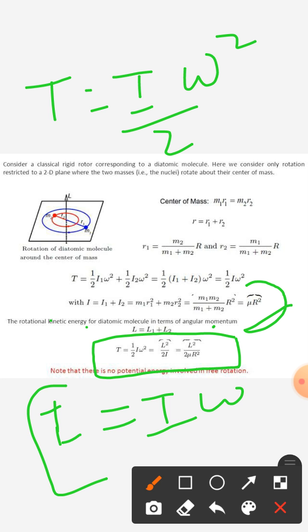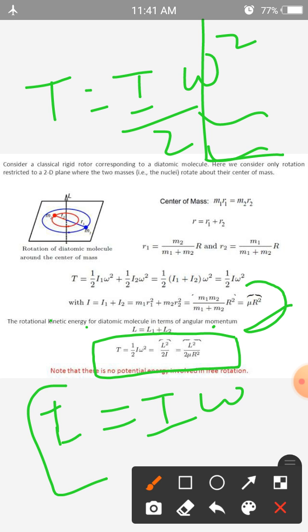In the next lecture, we will find out what is the energy of rotational levels in a molecular structure.